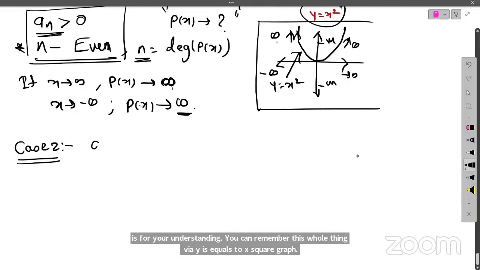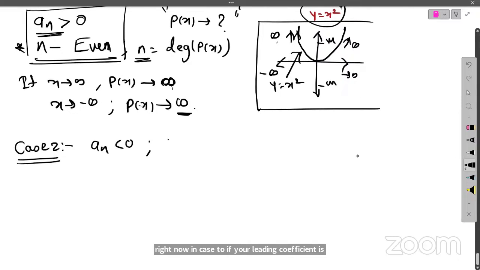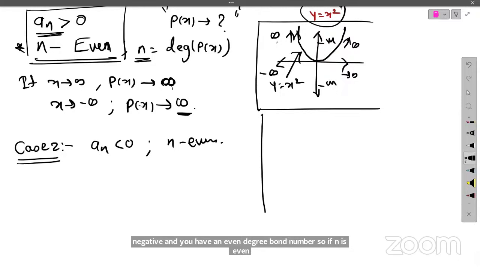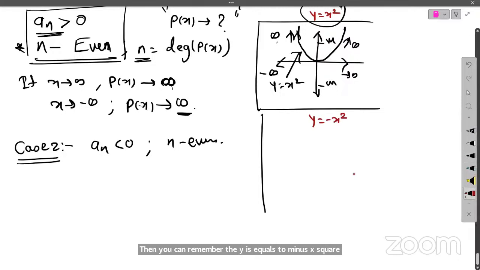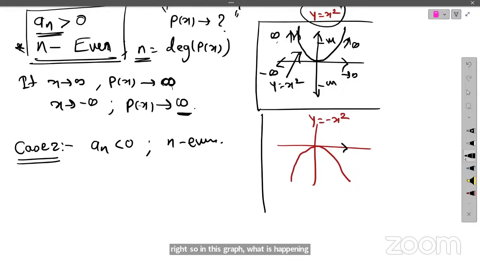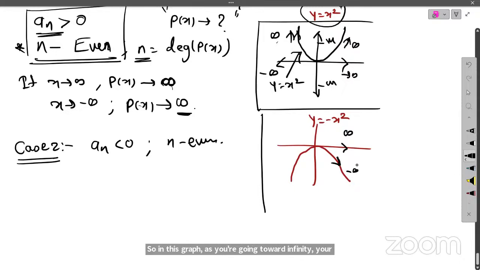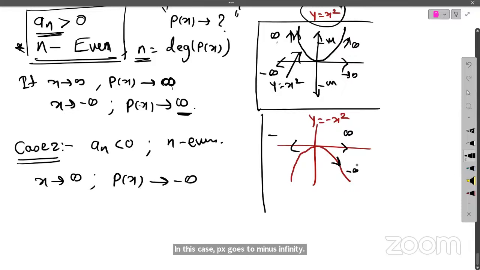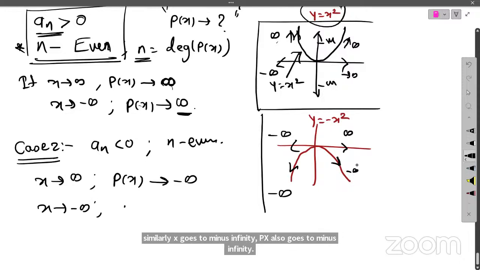Now in case 2, if your leading coefficient is negative and you have an even degree polynomial, so if n is even, then you can remember the y = -x² graph. And you guys already know the graph of y = -x². In this graph, as you go toward infinity, your p(x), or y, goes toward minus infinity. The same thing happens here also. So as x goes to infinity, in this case p(x) goes to minus infinity. And similarly, as x goes to minus infinity, p(x) also goes to minus infinity.